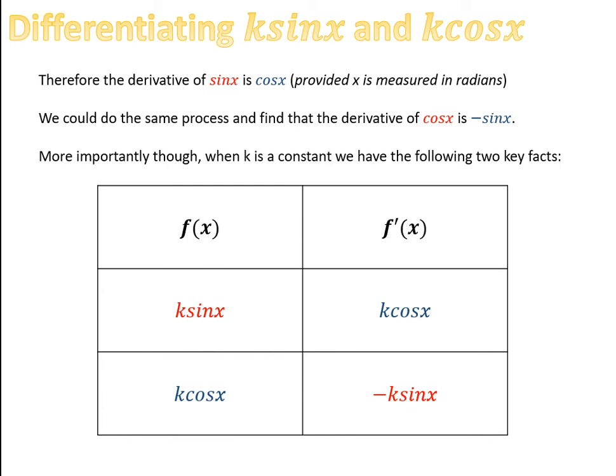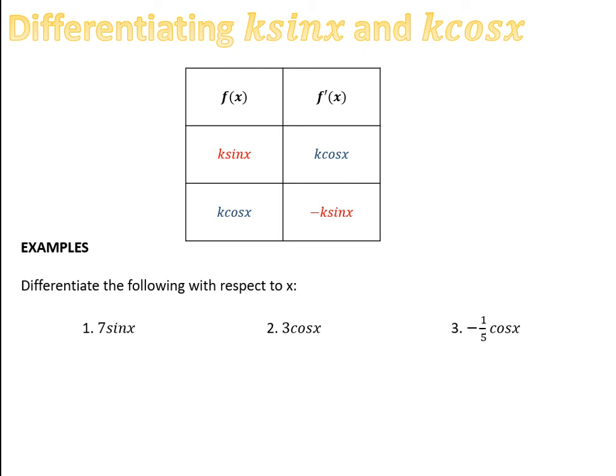So if your function is y equals k sine x, the derivative will equal k cos x. If your function is y equals k cos x, then the derivative, dy by dx, equals minus k sine x. Obviously, there are questions around this, so let's look at some of them now.